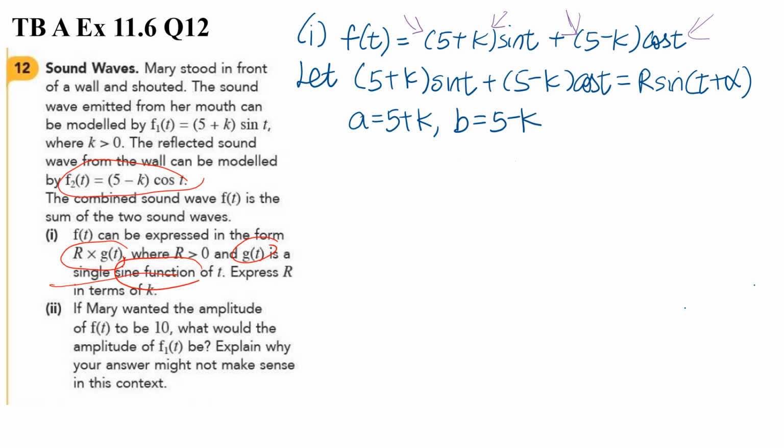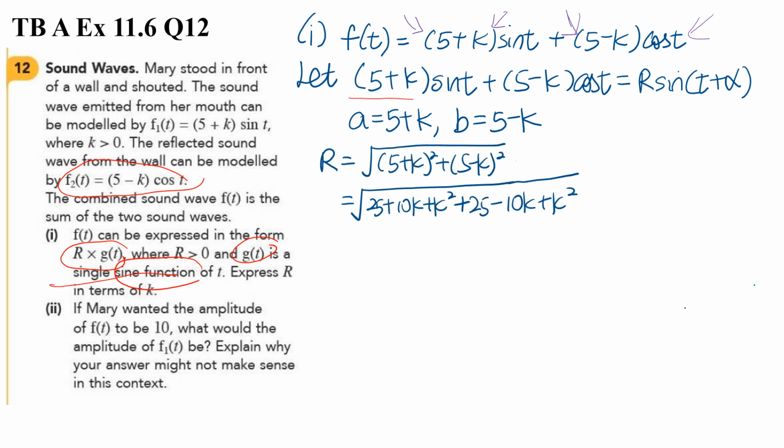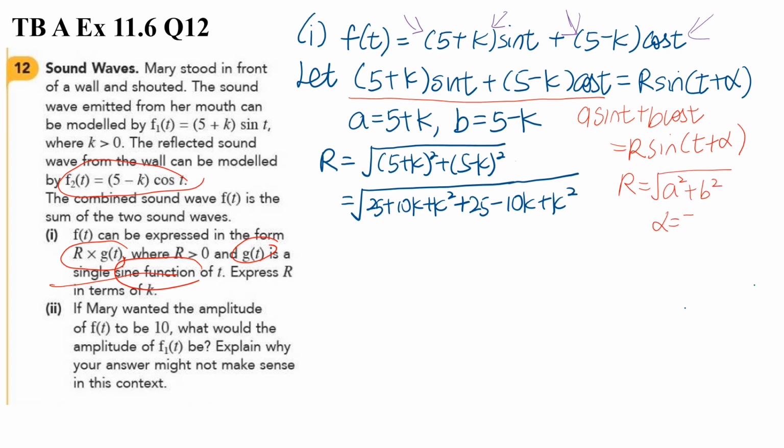So you compare this guy with your A sine theta plus B cos theta. Remember your R formula? This one can be expressed as R sine (t plus alpha). So you compare, and your A will be 5 plus k, B will be 5 minus k. Remember how you find the value of R, which is just taking the square root of A squared plus B squared, and alpha is just tangent inverse of B over A. So if you've forgotten this R formula, do go and revise.